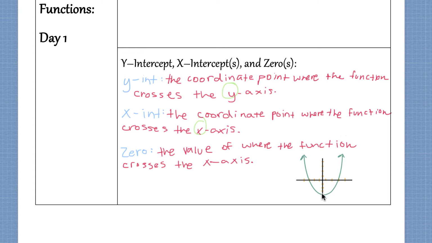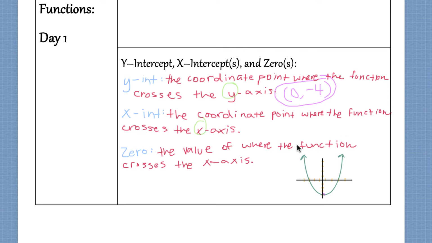And so if we mark that point right here and we label it, we can see that that coordinate point is equal to (0, -4). And so that would be our Y-intercept.